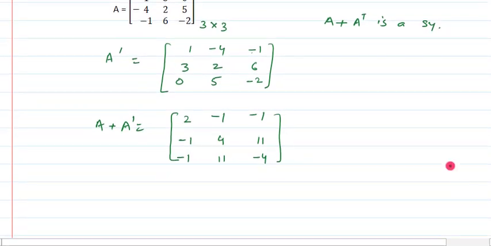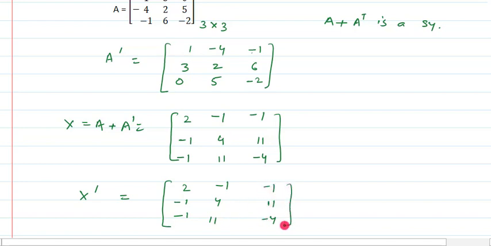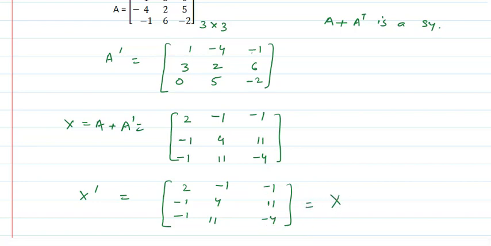Now as we have to prove that this is a symmetric matrix, let me name this as X. So let us calculate X transpose. X transpose is 2, minus 1, minus 1; minus 1, 4, 11; and minus 1, 11, minus 4. Let us compare the two, X and X transpose. So clearly 2, minus 1, first column; minus 1, 4, 11, second column; minus 1, 11, minus 4 is the third column. So we can write it as equal to X.